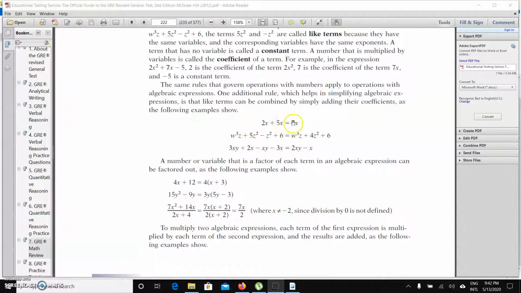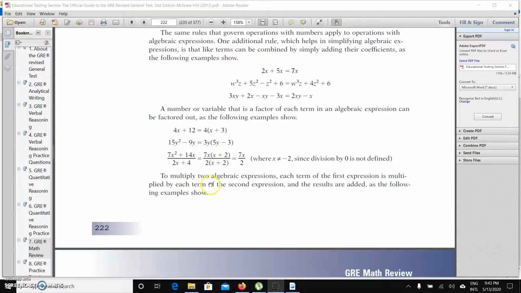so we can collect the like terms. For example, w cube z plus 5z square minus z square plus 6. Now the z square terms are the same, they have the same variable, so this can be w cube z plus 4z square, plus 6, stuff like that.